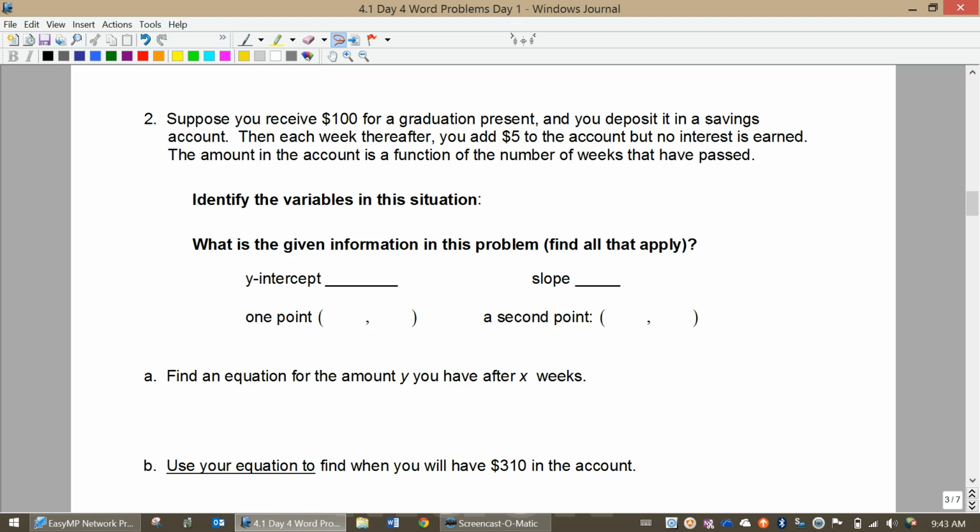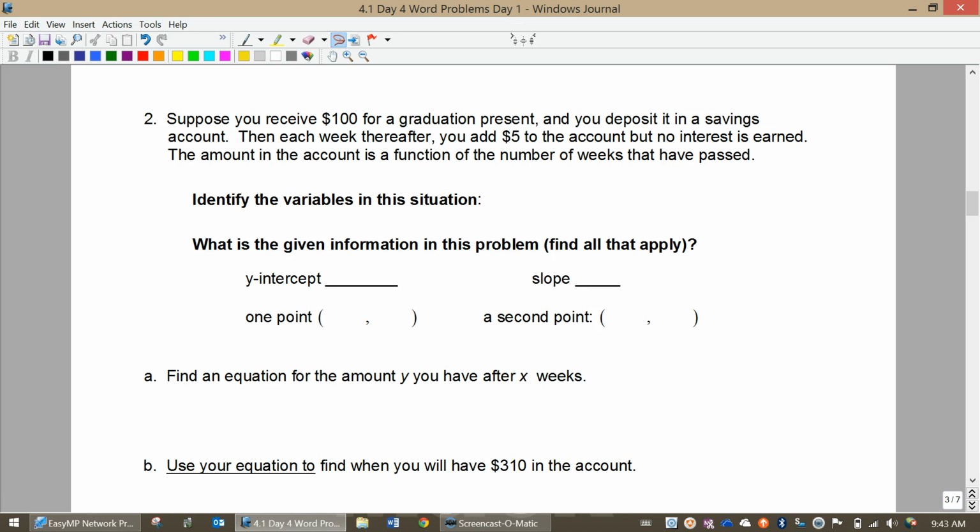If we read it, we say you receive $100. Then each week you add $5 to the account. That statement, the rate of change for that account is $5 per week. Can you understand that from the wording? Can you pull that from the wording?